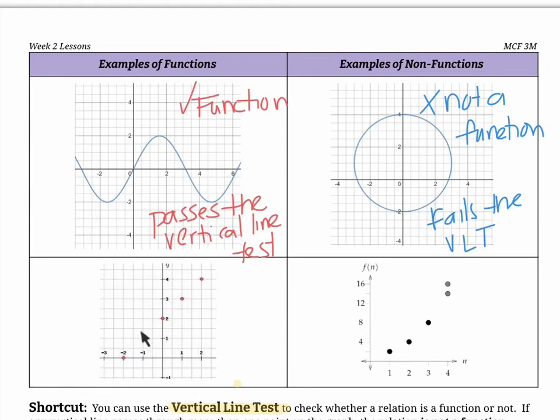How about this guy here? When x is -1, only hits it once, 0 hits it once, 1 hits it once, 2 hits it once. That's it. So what does this mean? It means it's a function because every x only has one y.